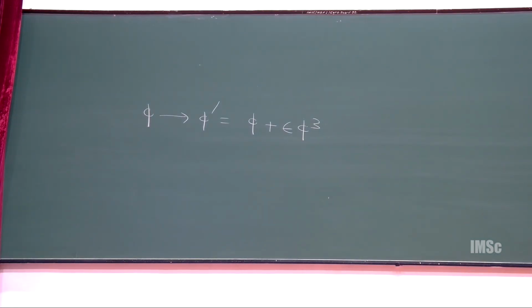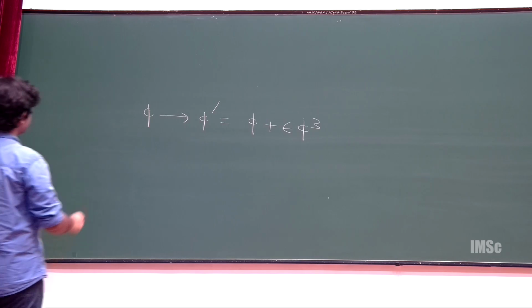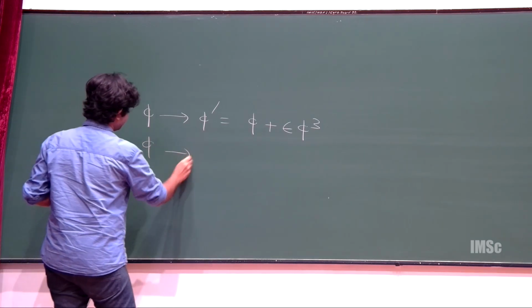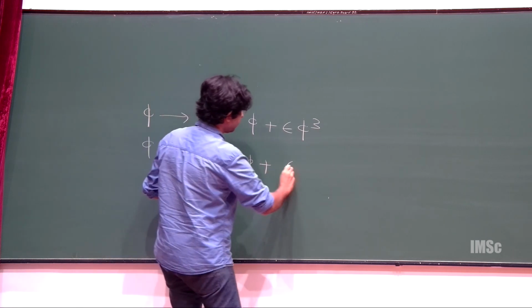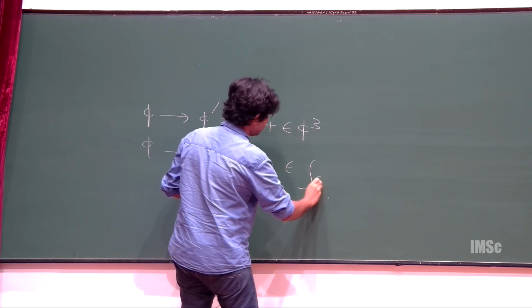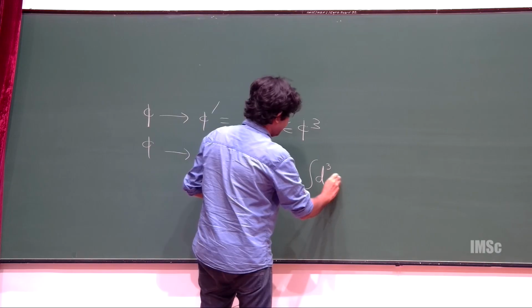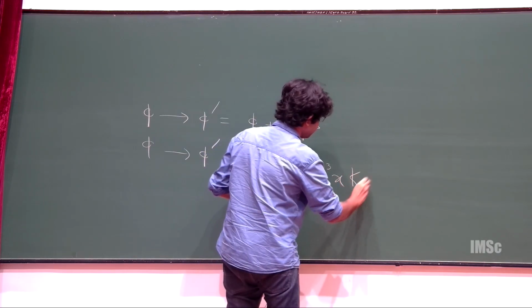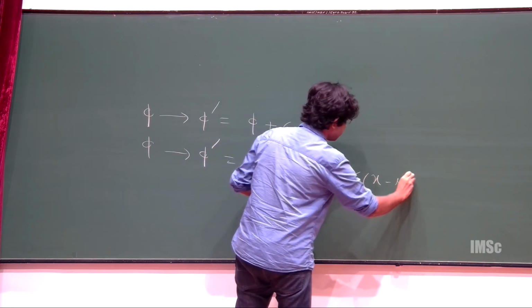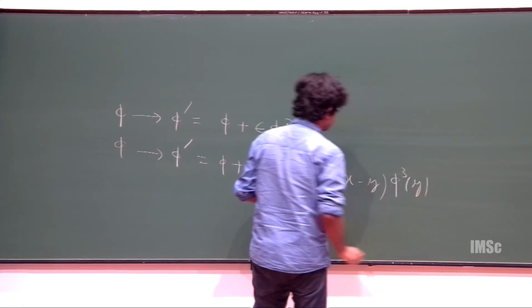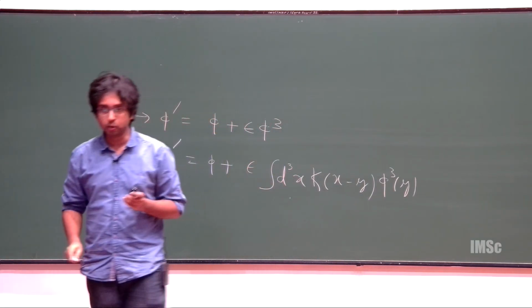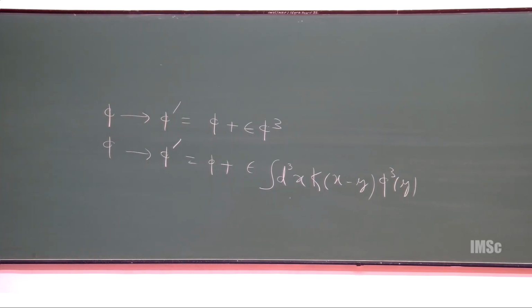However, if we have something like phi goes to phi prime is equal to phi plus epsilon integral of d cube x of some function, then this is not going to be a good transformation.